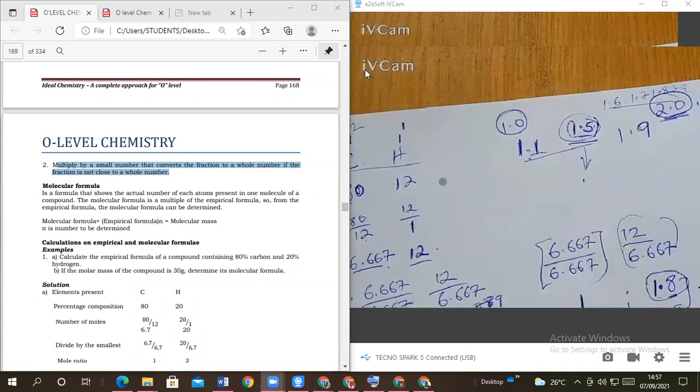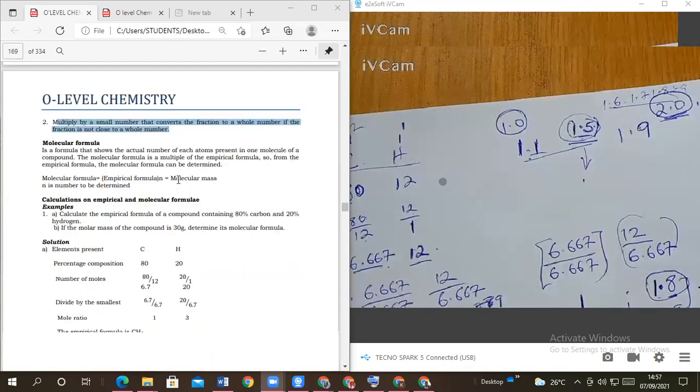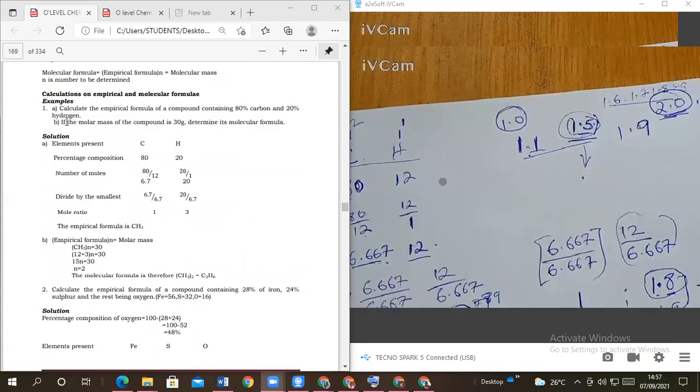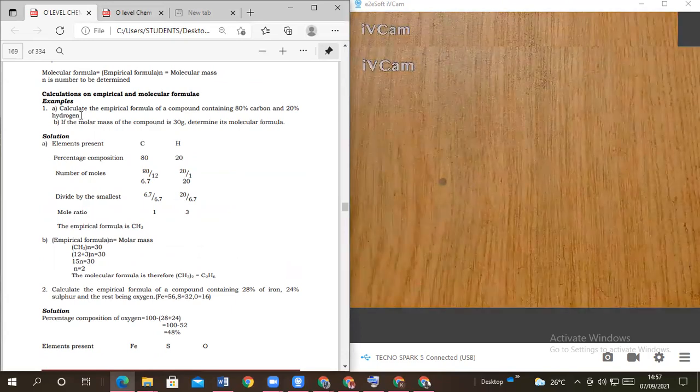Yes. Okay. Now we are going to take an example here. They are saying, calculate the empirical formula of the compound containing 80% carbon and 20% hydrogen. Okay?